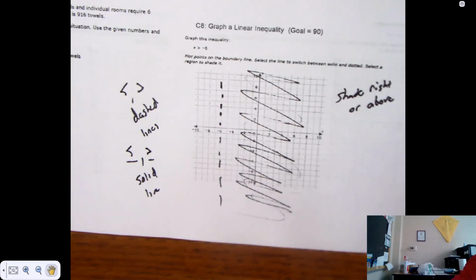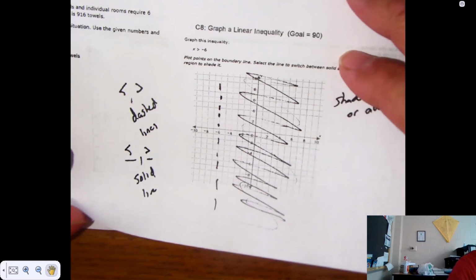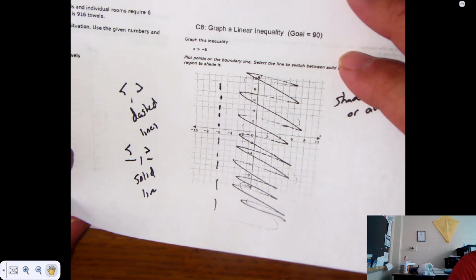And after we do a couple of these, I'll pull up IXL and we'll walk through it just so you can kind of see how it works. Again, once we do a couple, I'll pull up IXL and we'll do a couple of them. And that way you can see how it works. Okay?